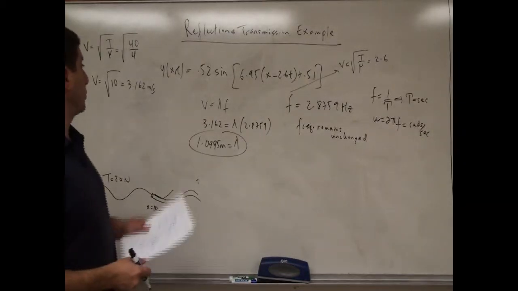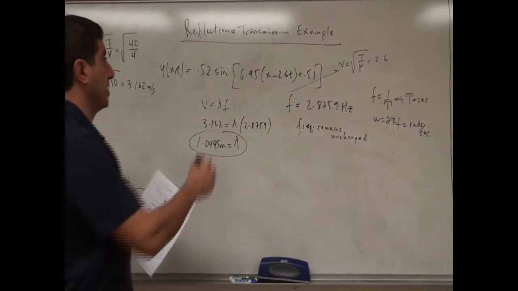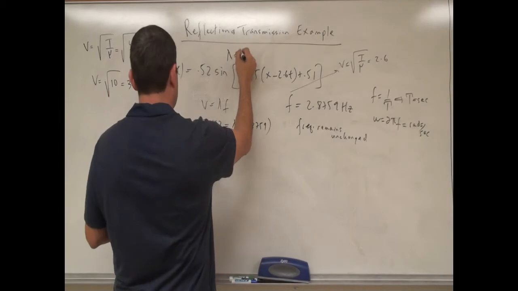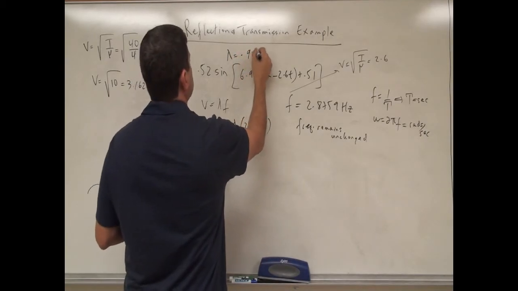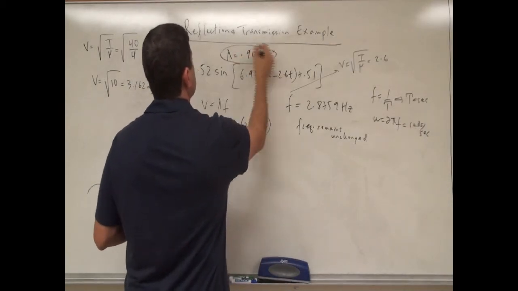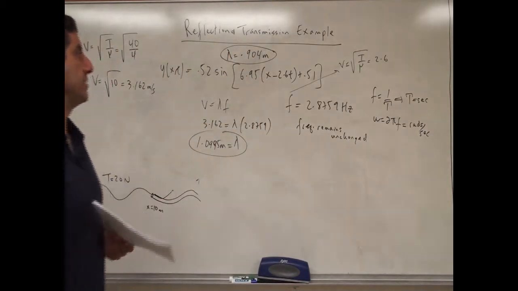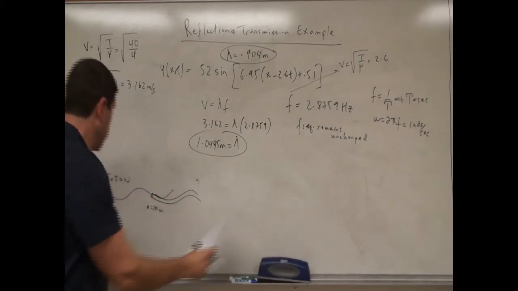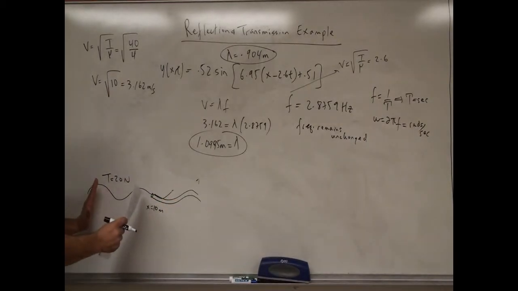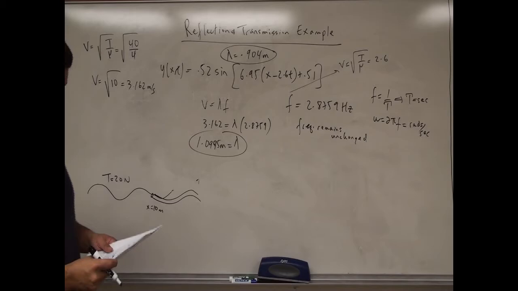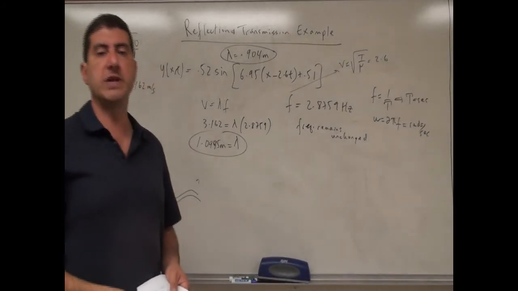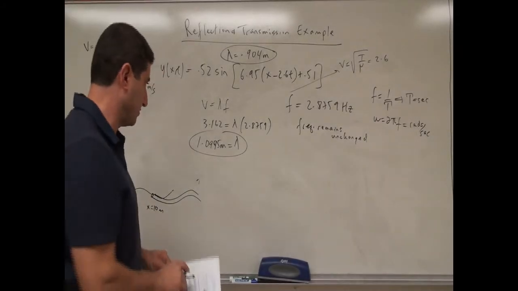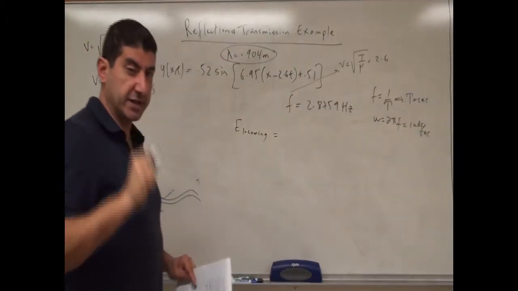1.0995 meters. The wavelength of the original wave, we had calculated it in the previous examples. It came out to be 0.904 meters. So the wavelength of the wave in here is going to be larger than the wavelength of the original wave. Okay. So now what do we do? We apply the energy equation, and then let's talk about the reflected wave, right?